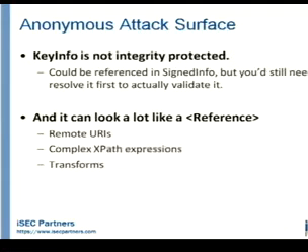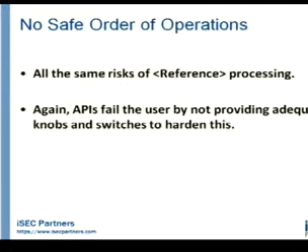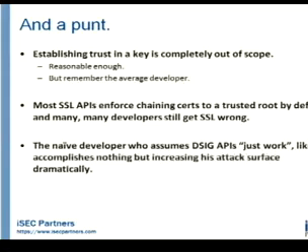Including all the transforms that are supported, and this is always an anonymous attack surface. So you basically have no safe order of operations if your code is willing to resolve key info. And again, all of the APIs I've seen fail to provide you any way to turn this off. And they also punt, basically.